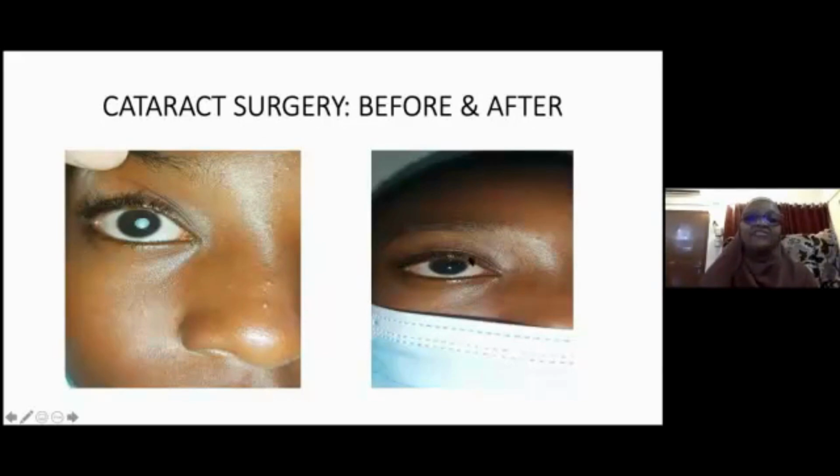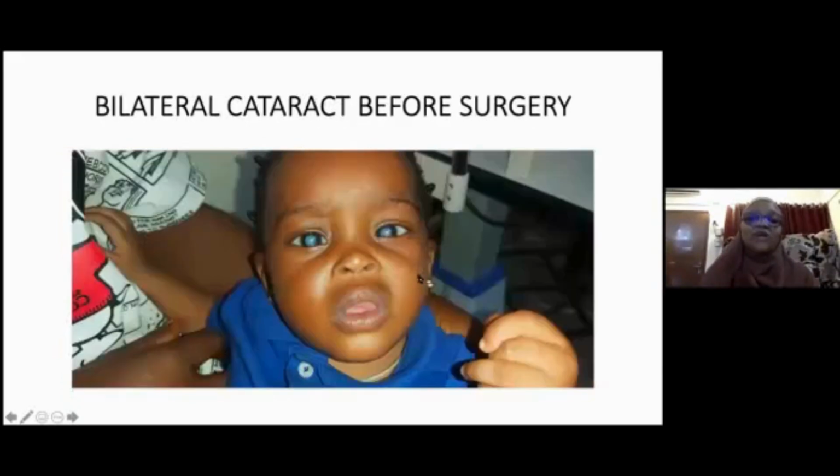Now, this is a bilateral cataract, both eyes, in a 6-month-old. She came to us as a 6-month-old. And this is exactly how she was, with that permanent frown etched on her face. And, you know, she wasn't a very happy child. She was very irritable. She couldn't see anything. And after this, she had cataract surgery.